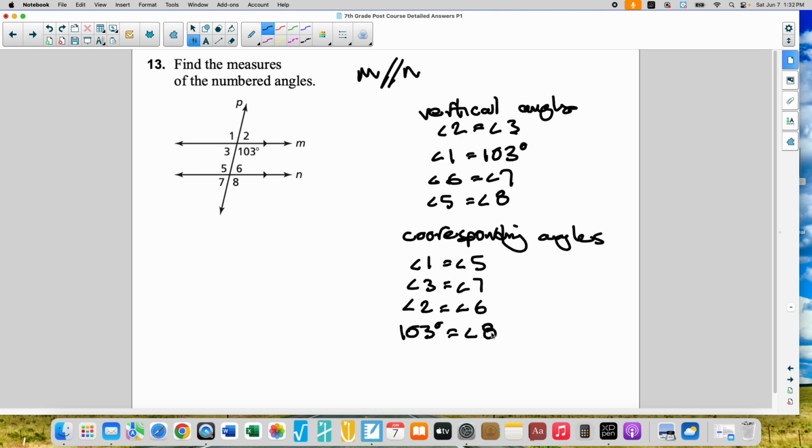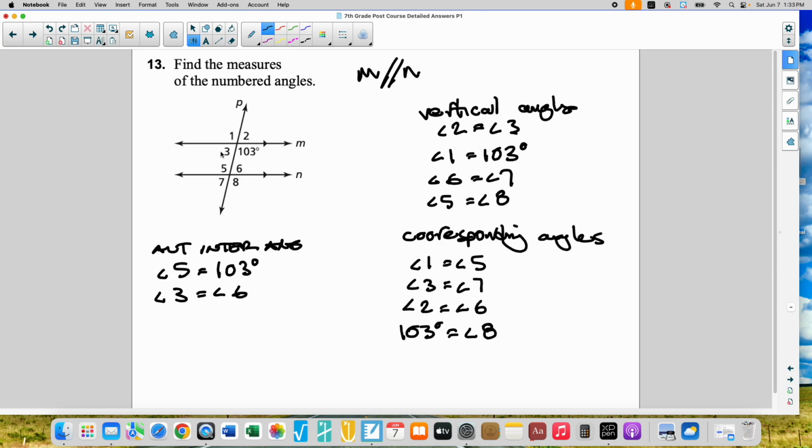because they're corresponding. And now another one is alternate interior angles. So they alternate on the interior of your two parallel lines. So angle 5 is equal to 103 degrees because they are alternate interior. And angle 3 is equal to angle 6 because they are alternate interior. You have alternate exterior also, but I don't think they teach that in 7th grade.